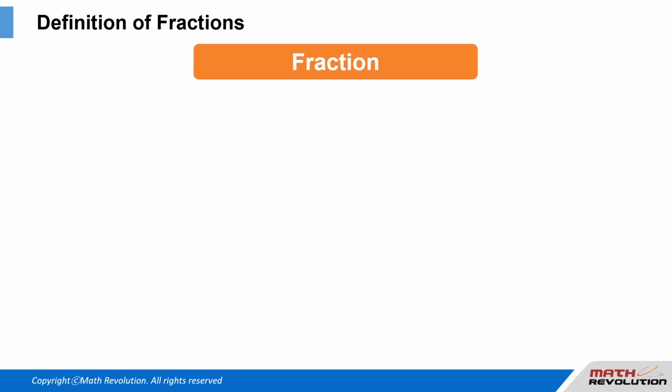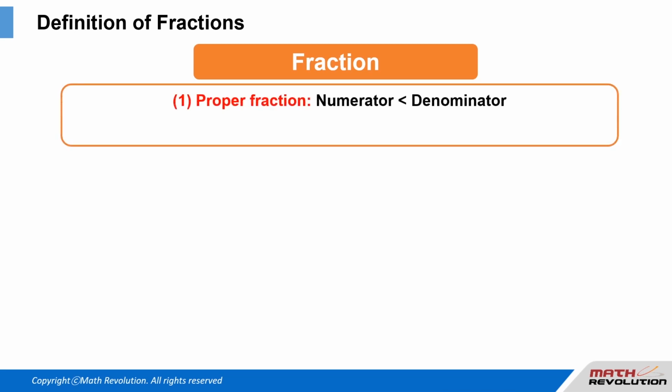A fraction can be proper or improper. A fraction is said to be a proper fraction if the numerator is less than the denominator. For example, 3 over 4. The denominator is 4, and the numerator is 3. The numerator, 3, is less than the denominator, 4. Thus, 3 over 4 is a proper fraction.